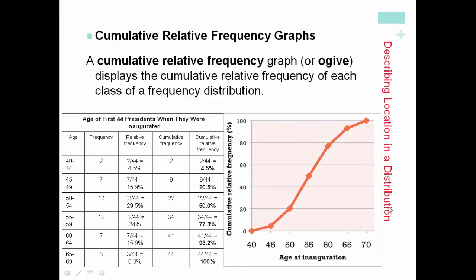Here's an example of how we would draw it. Take cumulative relative frequency, put the percentages along the left-hand side, labeling it. Take age at inauguration across the bottom and label that as well. We can then draw a plot of what the distribution looks like.